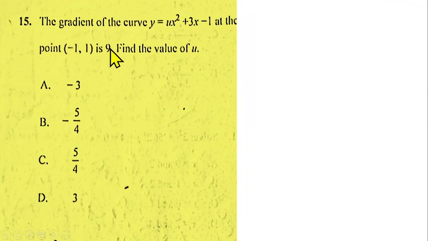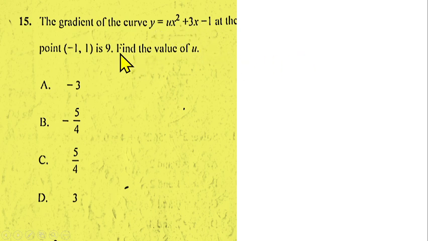Question number 15 is from the application of differential calculus. That means it's technically from differentiation. You are told that the gradient of the curve y equals us squared plus 3s minus 1 at the point minus 1, 1 is 9. Find the value of u. So we are given this curve, which is a quadratic curve, and we are given the gradient to be 9, and the curve passes through this point. You have to find the value of u.